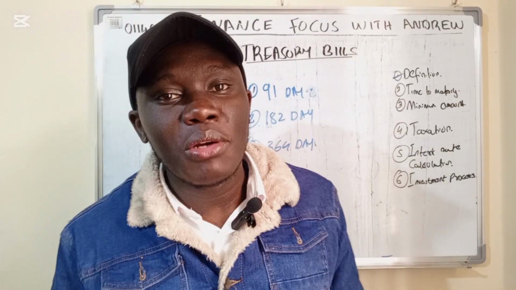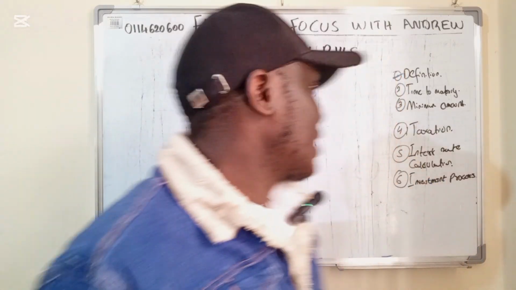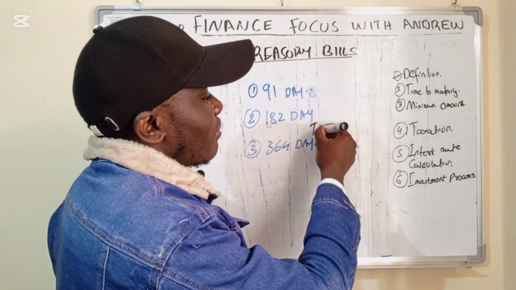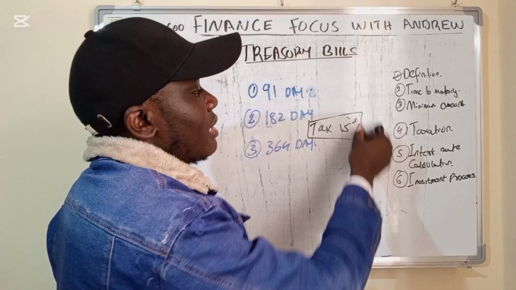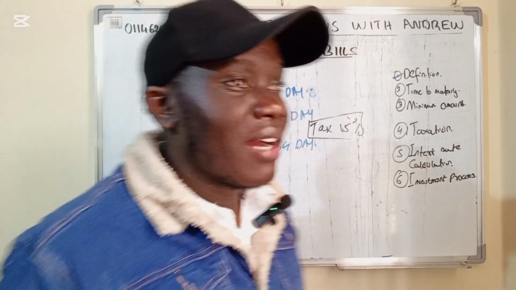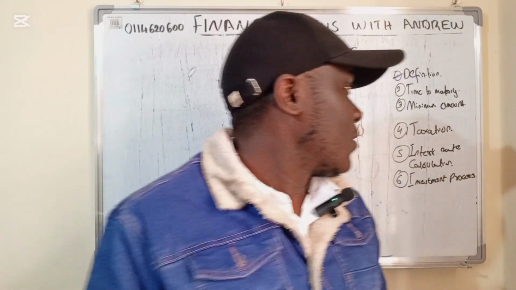Taxation. We talked about bonds, and we said that we have some bonds that are tax-free. When you come to treasury bills, the case is quite different. There are no treasury bills that are tax-free. All treasury bills attract a tax of 15%. So once you decide to put your money into a treasury bill, you should have it at the back of your mind that at the end of the day, you will have to pay 15% tax out of the interest that you get to earn.